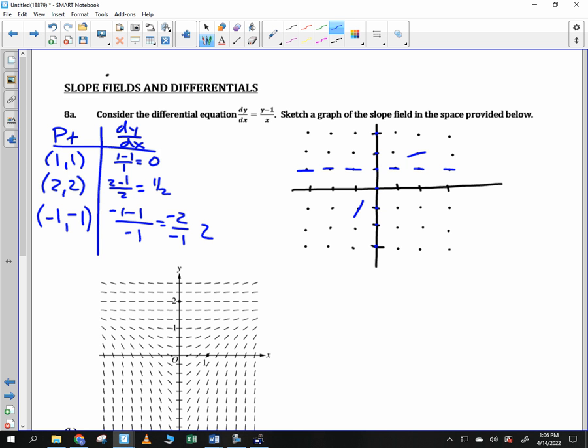You guys get the idea? We've done that, right? We don't need to proceed anymore, do we? Can we all agree you can get the slope field question correct? Okay, let's move on to something else.